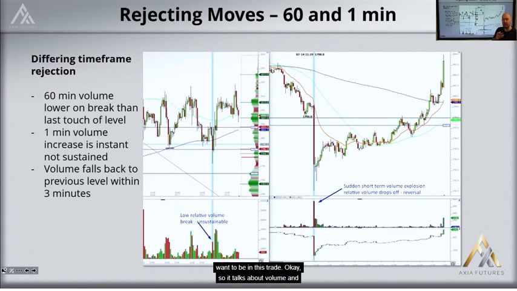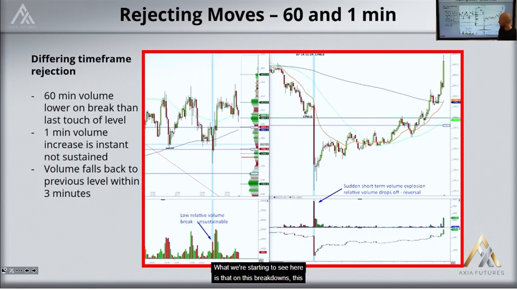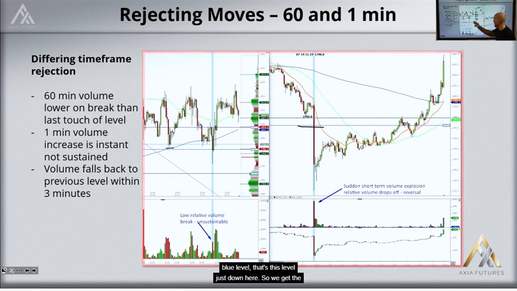Okay, so I talked about volume and rejecting movement and how that differs between a 60-minute time frame on the left, 1 minute time frame on the right. What we're starting to see here then is that on this breakdown, so this is moving gold. The move down comes through 1798, 1796 is this blue level, that's this level just down here. So we get the breakdown in gold.